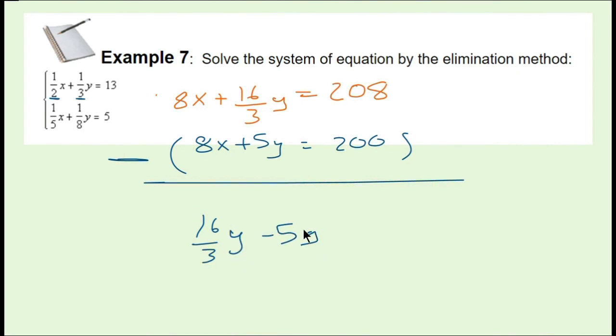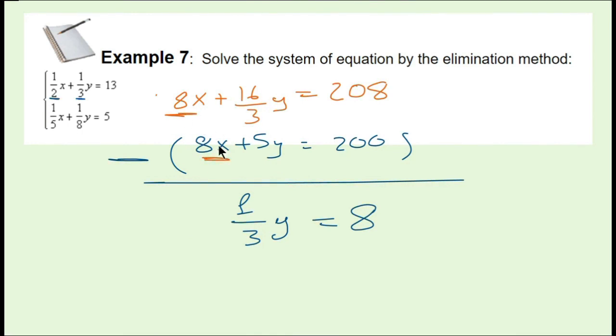Well, we can simplify this further. Write 5y as 15 over 3y, because these are the same things, and when you subtract everything here, you get 1 over 3y, and that is equal to 208 minus 200. Because we're subtracting from the bottom, that gives us 8. And we got 1 over 3 times y is equal to 8. Wow, we have already found y just by making those the same and subtracting everything. And so y is equal to, multiply both sides by 3, you get y is equal to 24.